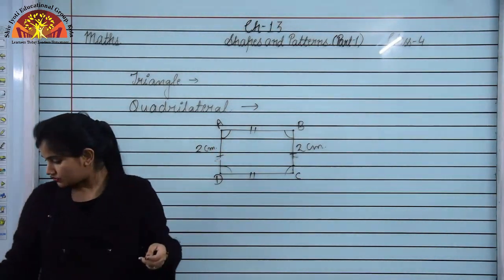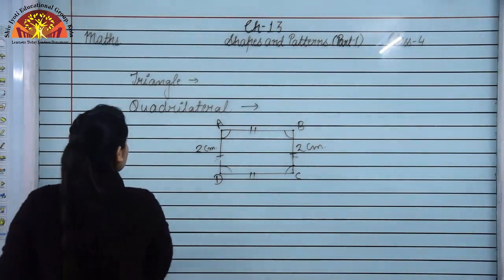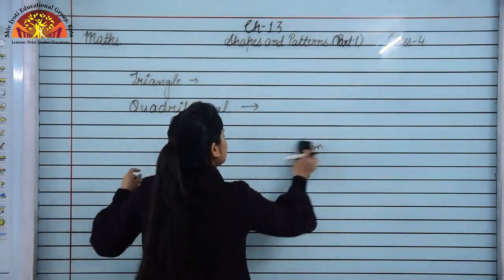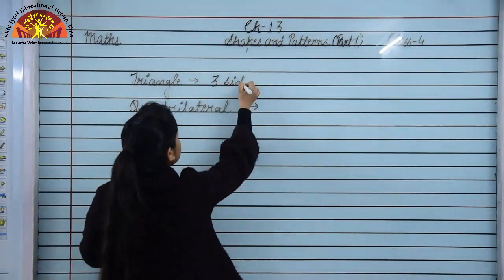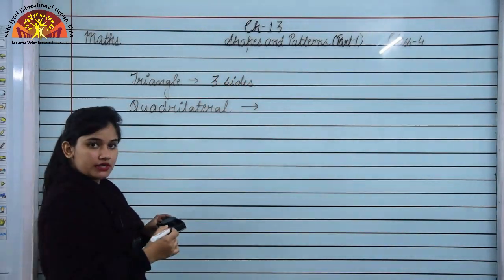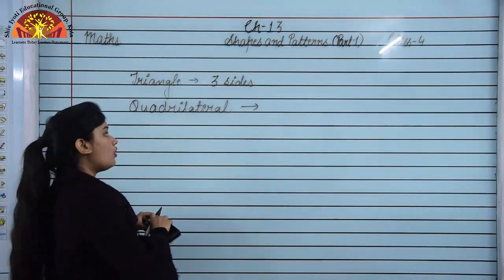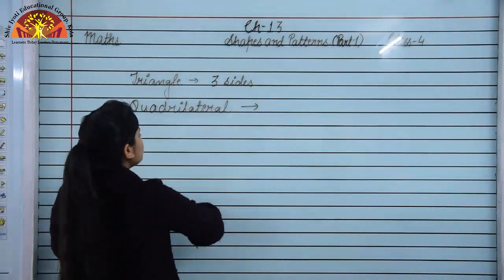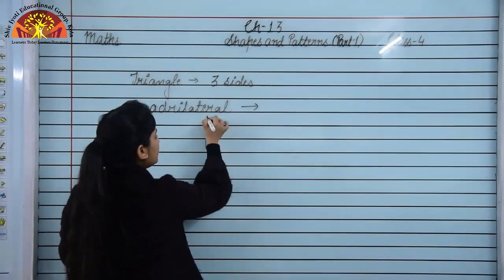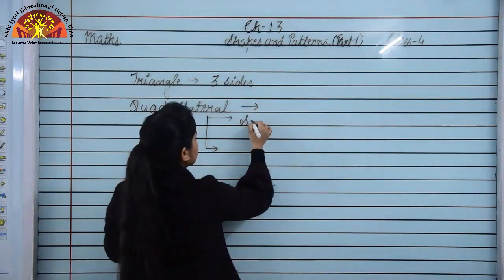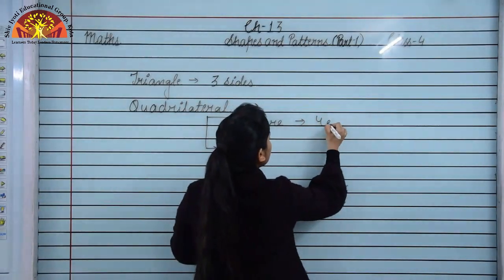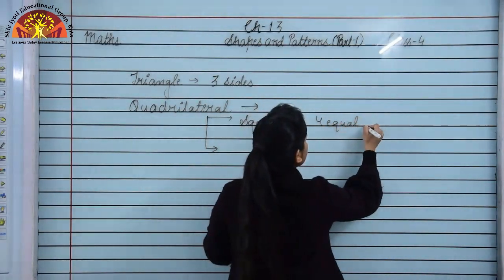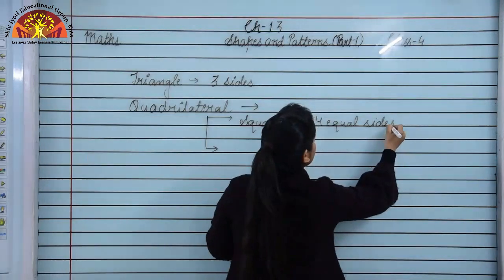Is it clear? So what have we seen here? We have seen a triangle in which we have 3 sides. It means 3 line segments and 3 vertex and 3 corners we can say, or 3 angles. We have seen 2 types of quadrilateral here. The first is a square, which has 4 equal sides. Okay, 4 sides will be equal.